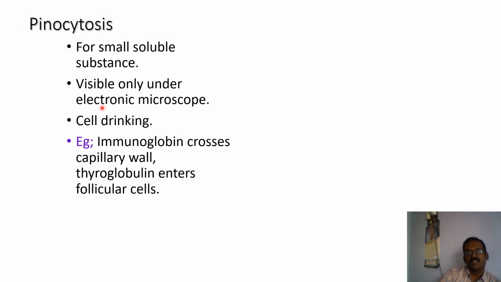Pinocytosis, otherwise called cell drinking. The soluble substances are engulfed. It is a type of endocytosis, visible only under the electron microscope. The examples are immunoglobulin crossing the capillary wall and thyroglobulin entering the follicular cells. These are the examples for pinocytosis.